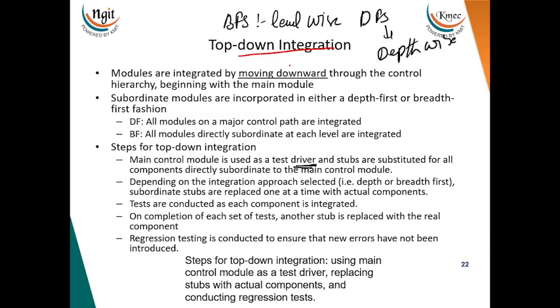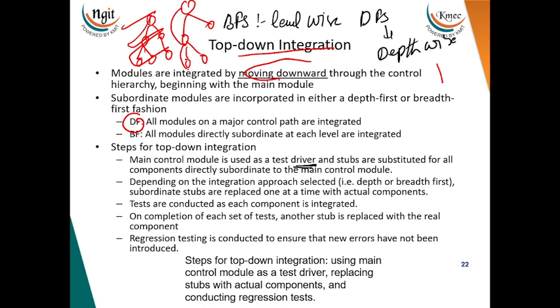Top down integration is moving downwards through the control hierarchy, beginning at the main model. There are two approaches we are going to see: depth first search and breadth first search. In breadth first search we go level wise. First this, then this, then this. Whereas in depth first search, first it will come here, then here, then it will go back and take this one. This is depth first search.